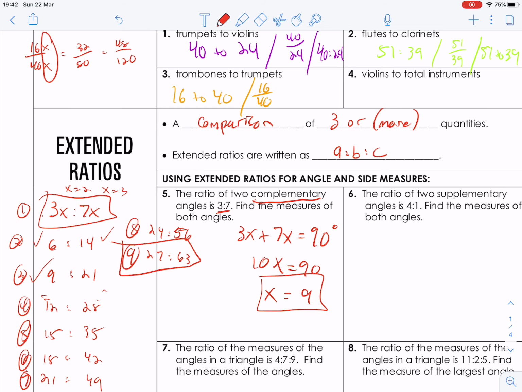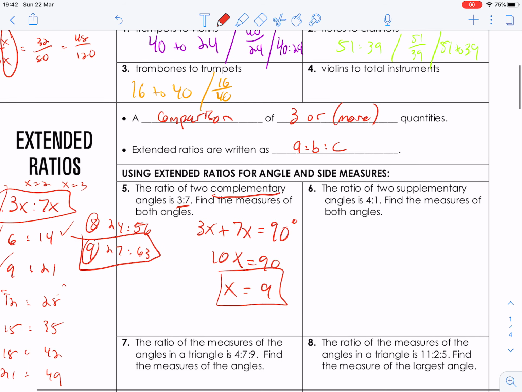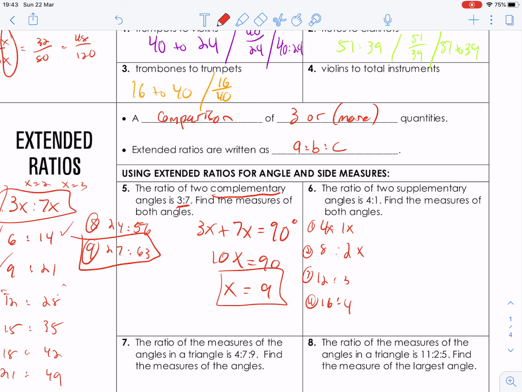Okay, so number 6, very similar. We could just start with 4 to 1, 4x to 1x, and then we get, if x is 1, 4 to 1. If x is 2, what would that be? Still 8 to 1. Ooh. Or would it be 8 to 2? No. Be 8 to 2. Remember, fractions, we can reduce those. 3, 12, 3. 16, 4. All the way up to 180 degrees.